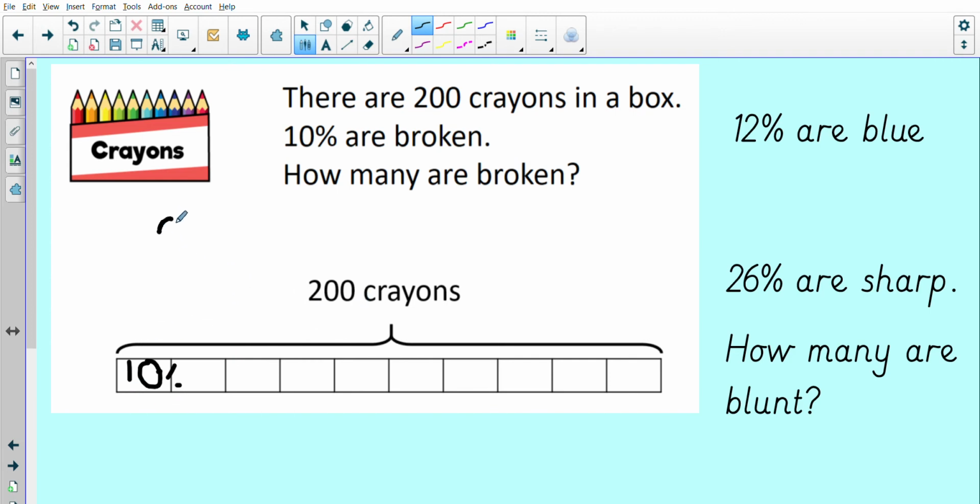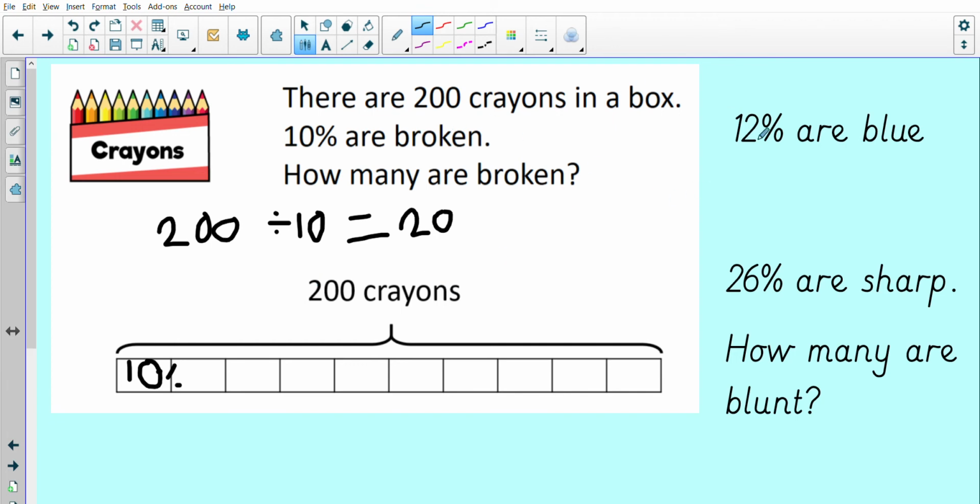So I have to do 200 divided by, not percent, 200 divided by 10. And that gives me 10%, which is 20. So 20 are broken. How many are unbroken then? If I've got 20 that are broken, I can just subtract that from the total, which would leave me with 180 which are not broken.